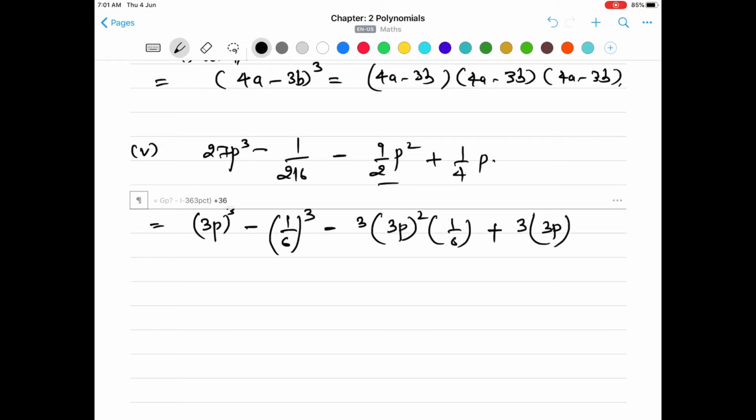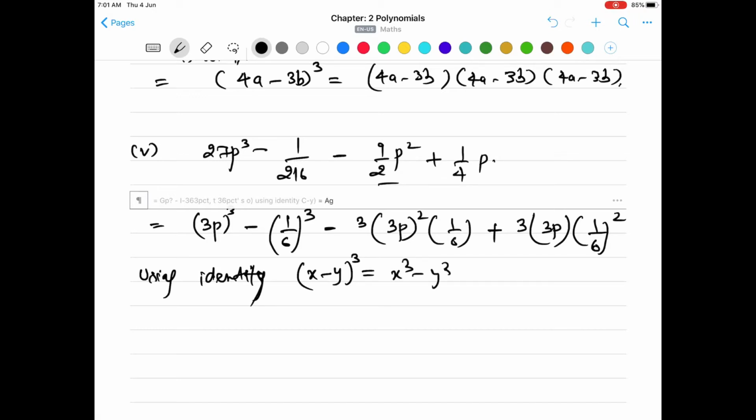3x is 3p, y square is 1 by 6 square. Okay, using the identity, we can write this as (x minus y) whole cube. This will be x cube minus y cube minus 3x square y plus 3x y square.